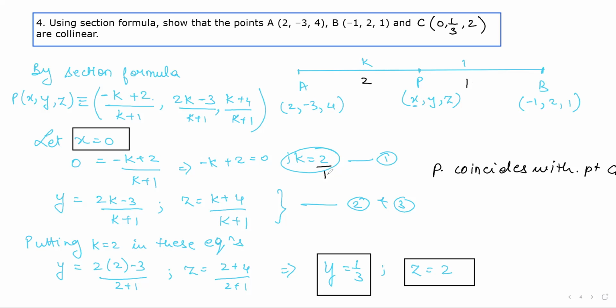k is equal to 2 means 2 upon 1. Hence your m is to n would be 2 is to 1. But that is not asked. You are asked to prove that these points are collinear. Since your coordinate P coincides with C, you can replace P with C, (0, 1 by 3, 2). And thereby, you can write the statement mentioning that point C (0, 1 by 3, 2) divides line segment AB in the ratio 2 is to 1 internally.